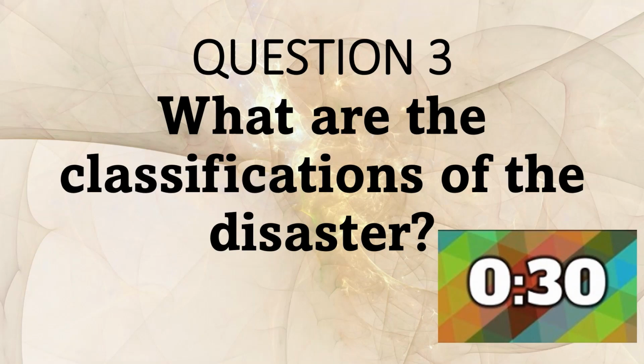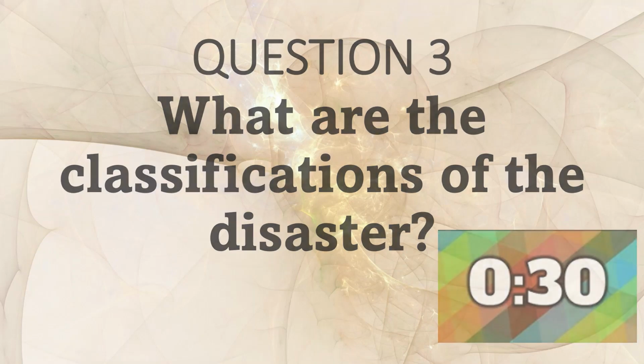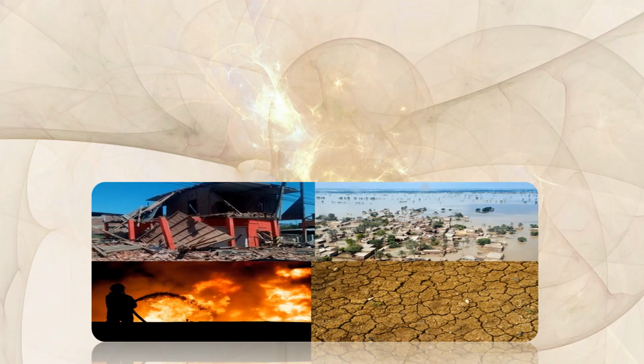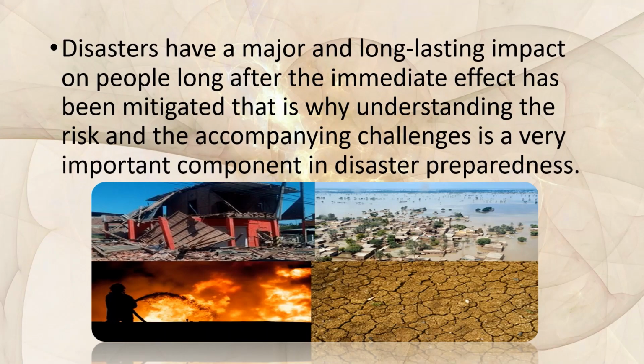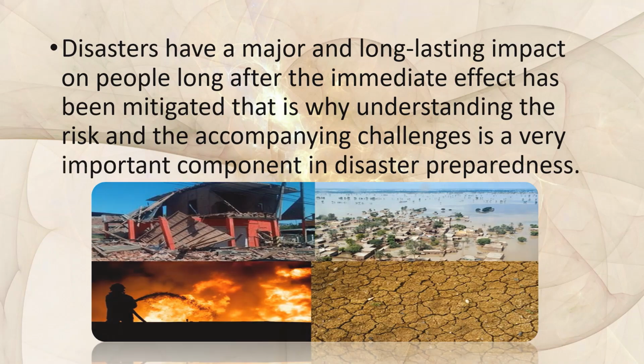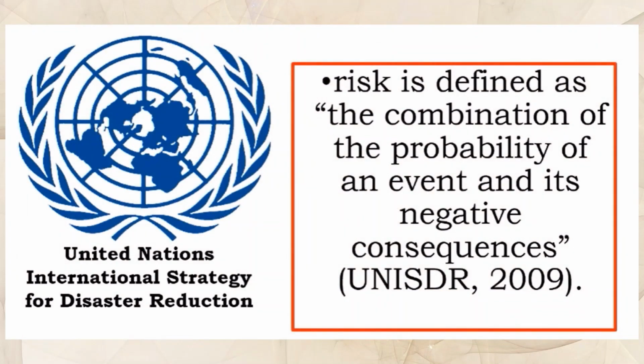Next one is, again, disasters have a major and long-lasting impact on people long after the immediate effect has been mitigated. That is why understanding the risks and the accompanying challenges is a very important component in disaster preparedness. So what is risk under the United Nations International Strategy for Disaster Reduction? Risk is defined as the combination of the probability of an event and its negative consequences.